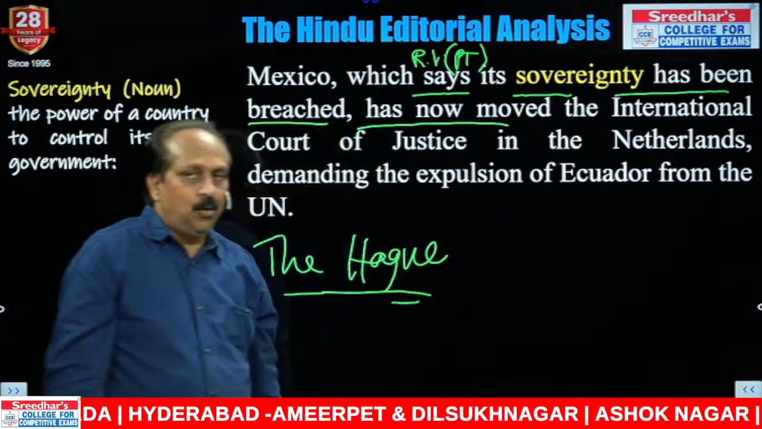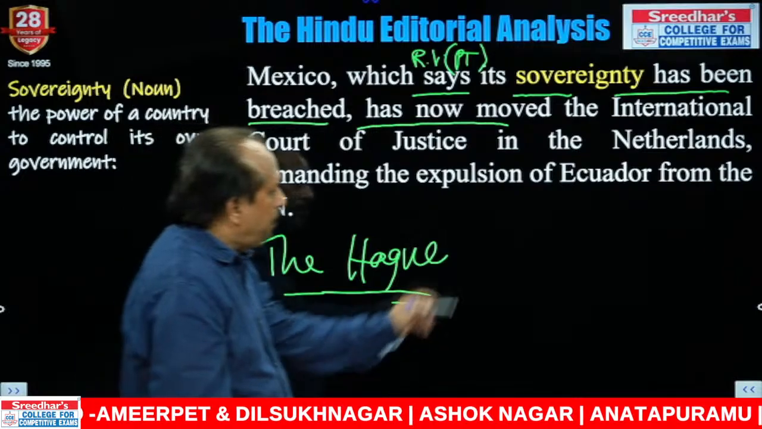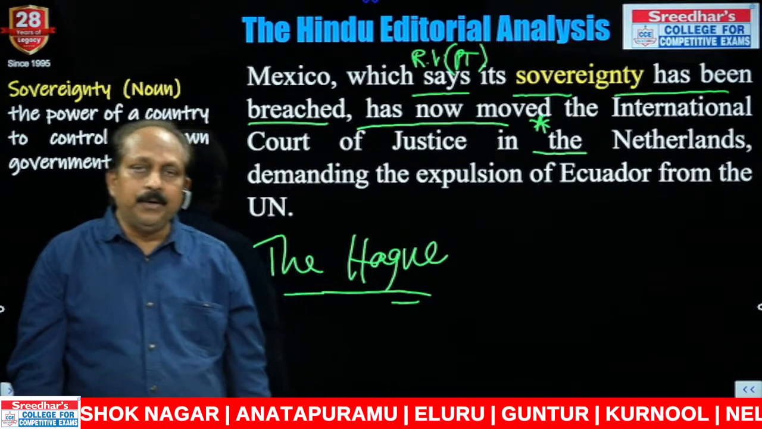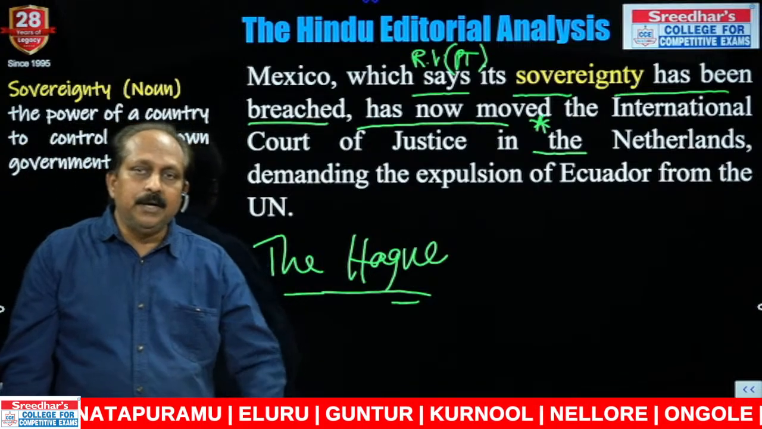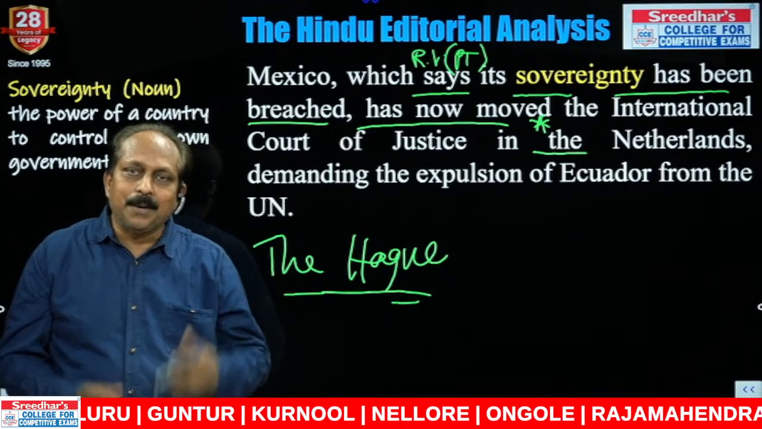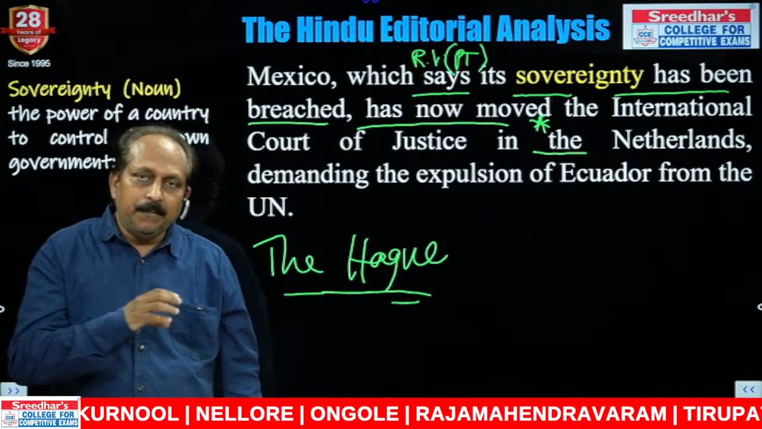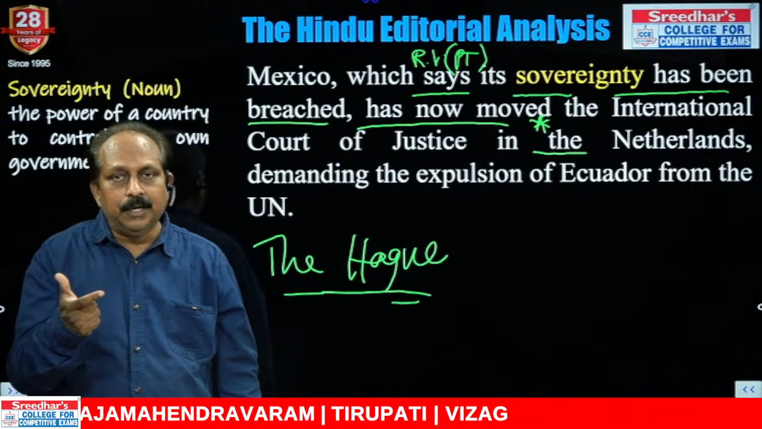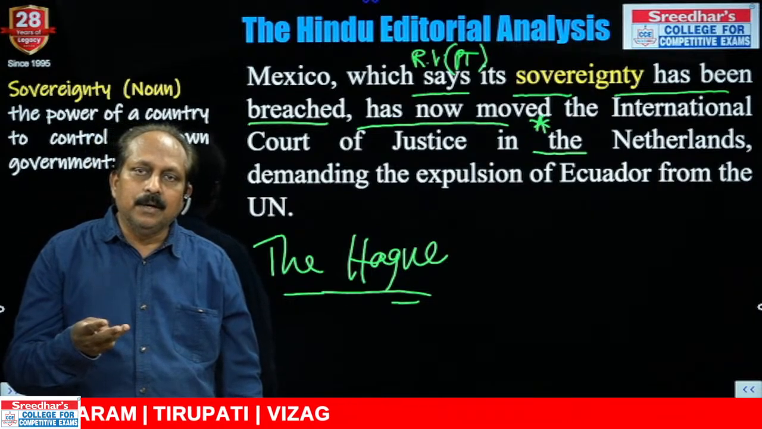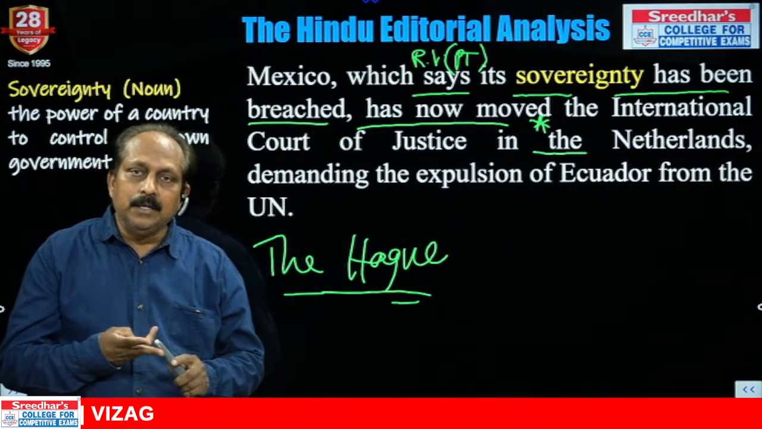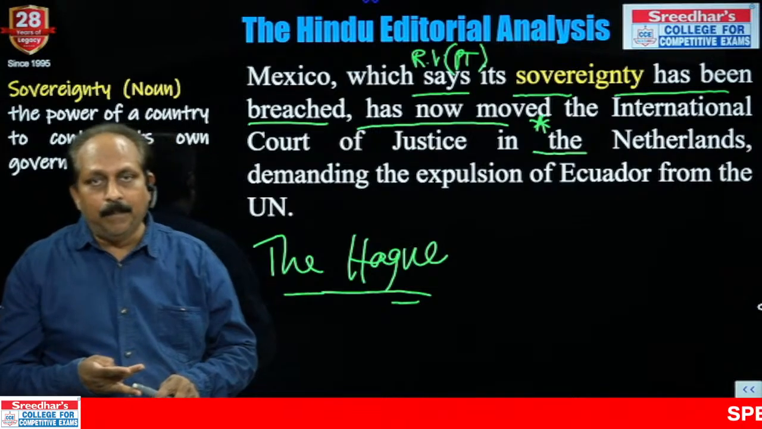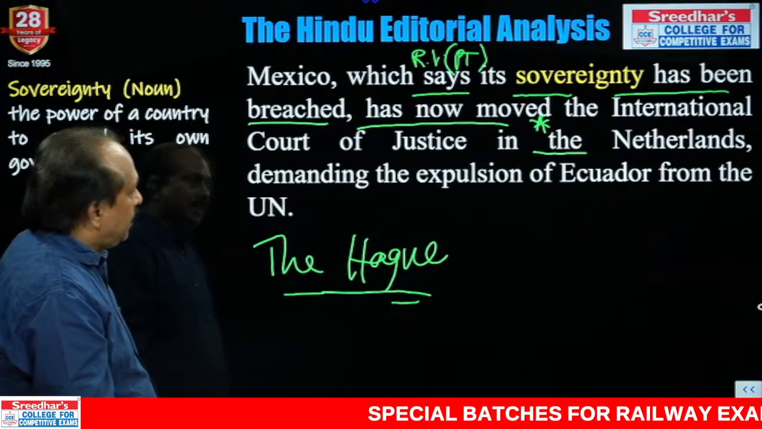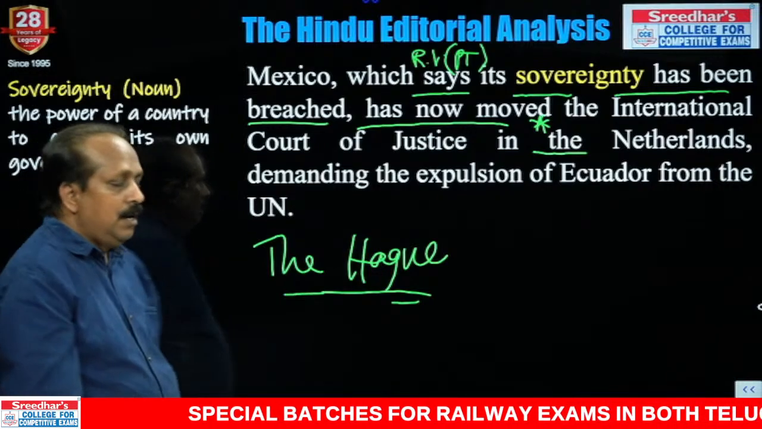Where is this, the International Court of Justice? The Netherlands. Again, you have to be alert and you have to recollect the rule. Now, names of countries, proper nouns. Before a proper noun, we should not use any article. But in English, we have rules, we have exceptions. There are some countries, before the names of those countries, we have to use a definite article, the. Everyone knows the US, the UK. But exam point of view, three countries are important. First one is the Netherlands, second one is the Philippines, third one is the Irish Republic. These three they have given many a time. It went to the International Court of Justice in the Netherlands demanding the expulsion of Ecuador from the United Nations.